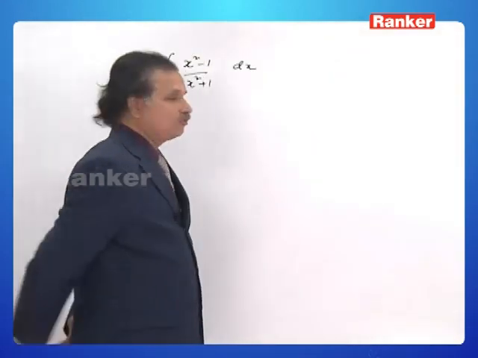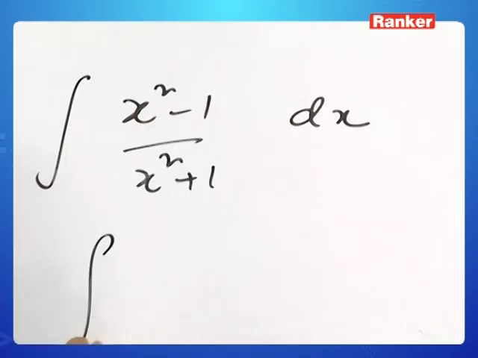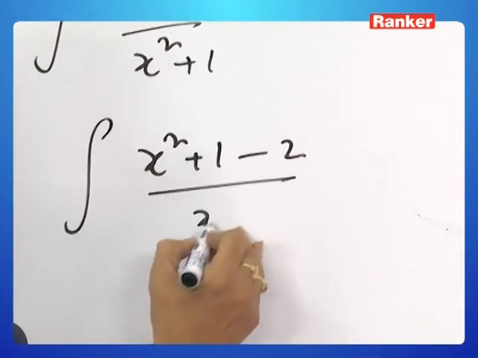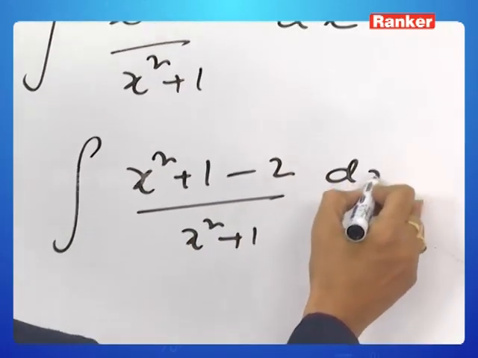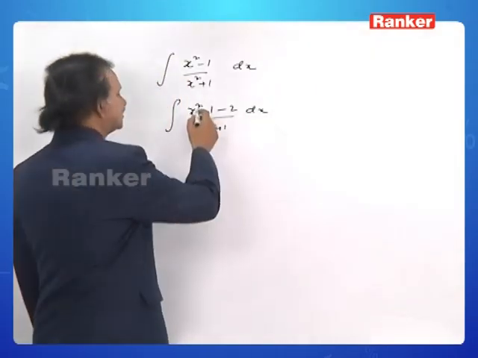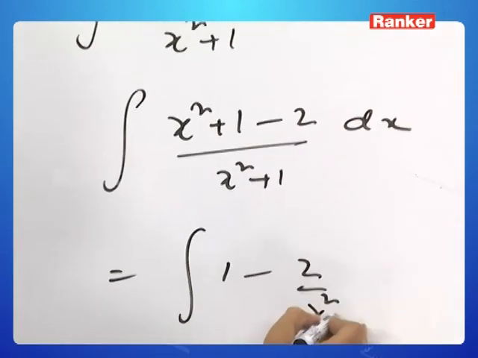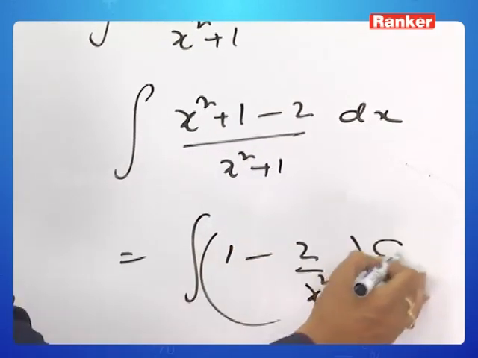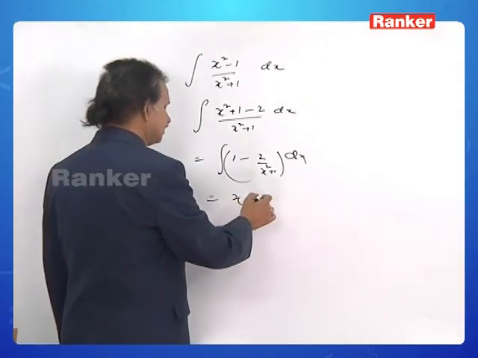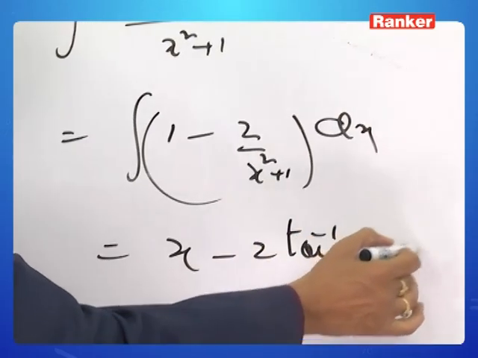x square minus 1 by x square plus 1. Look here. This can be taken as x square plus 1 minus 2 by x square plus 1. Again, it can be split into two forms: x square plus 1 by x square plus 1 minus 2 by x square plus 1. The answer can easily be read as x minus 2 tan inverse x plus c.